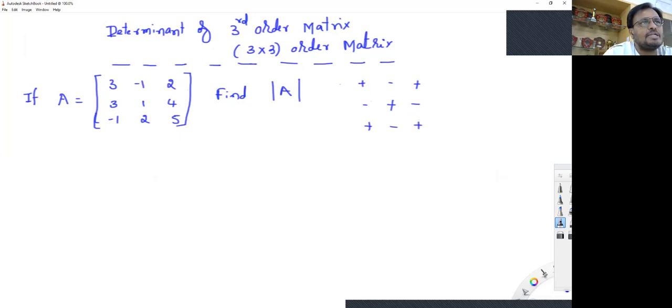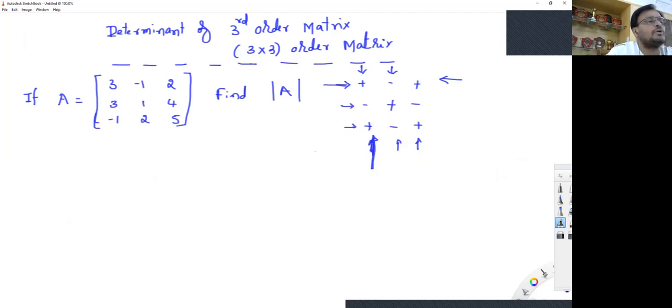Dear students, you see that the symbols should always alternate when you start from any row or any column. From the second column here, minus, plus, minus. Or you can come like this also, plus, minus, plus. If you consider it horizontally and vertically, the signs must always alternate. Any direction, left to right, right to left, top to bottom, bottom to top, the signs must alternate.